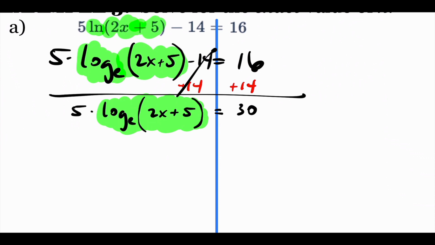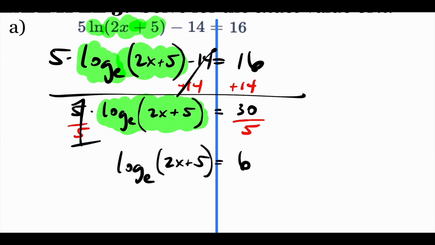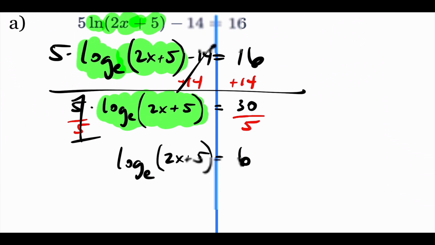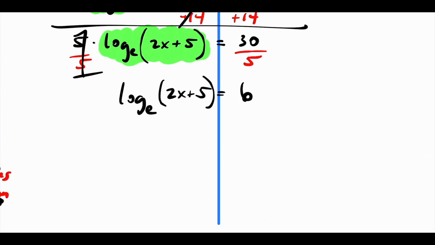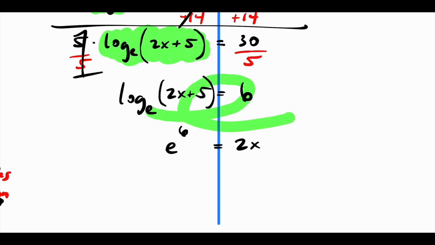Almost. 5 in the front. I have 2 options. I can move the 5 to a power, or what's the other way to take care of 5? Divide by 5. Probably easier just to divide both sides by 5. That makes positive 1. So I get log with a base of e, 2x plus 5 equals 6. Logs all by itself. Now I do the loop trick. I get e to the 6th power equals 2x plus 5.